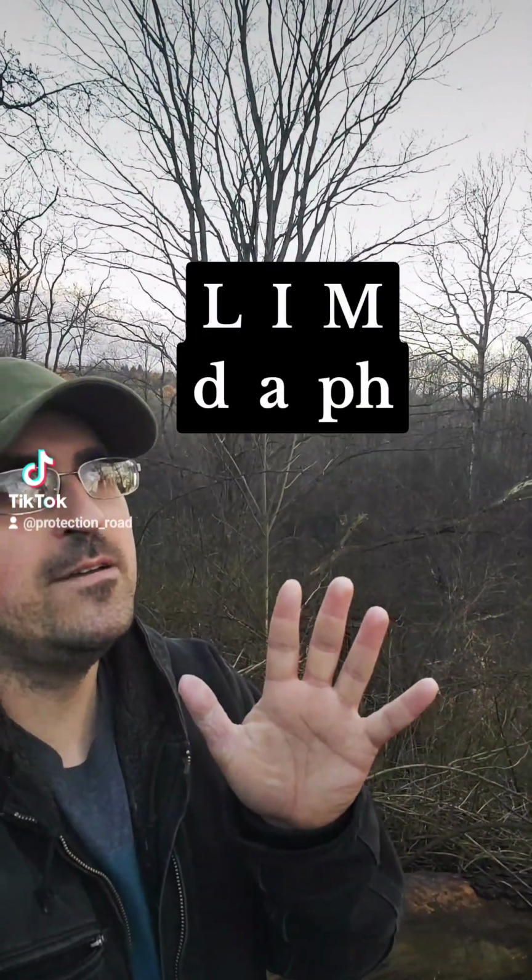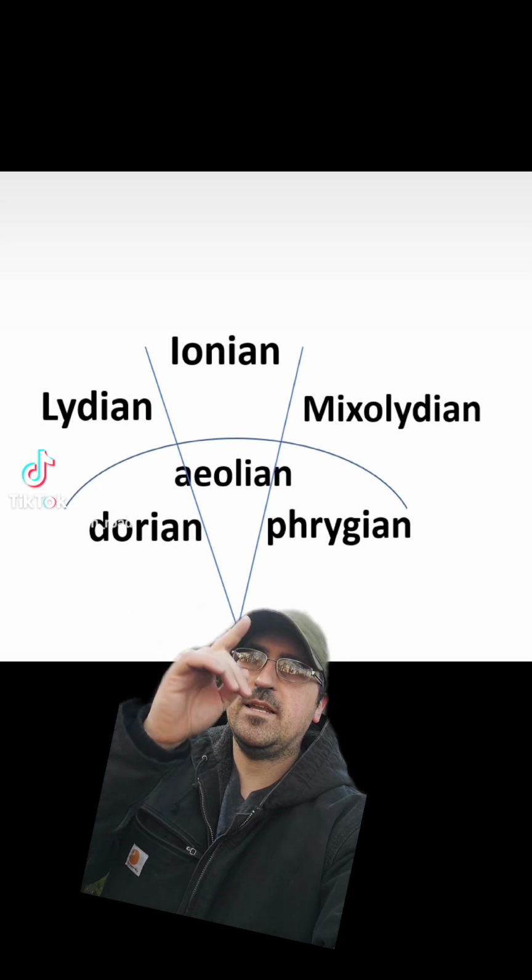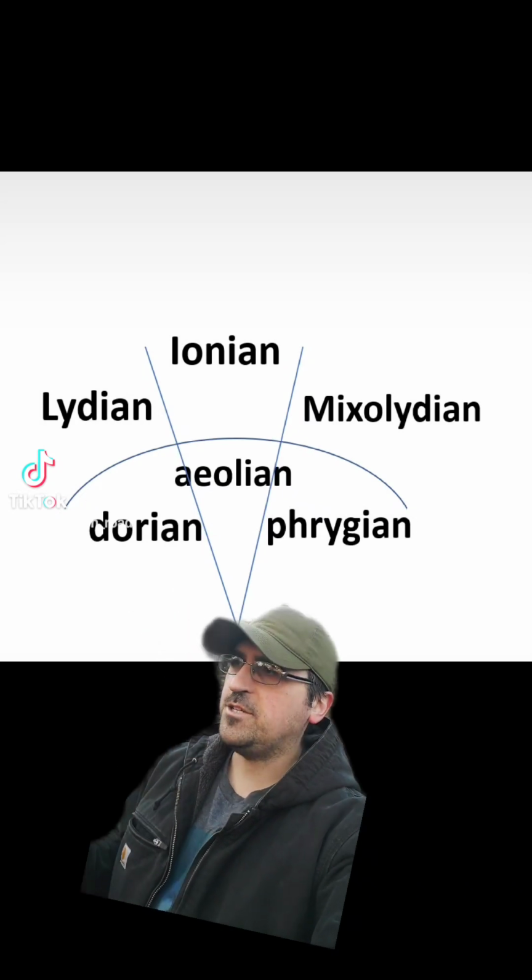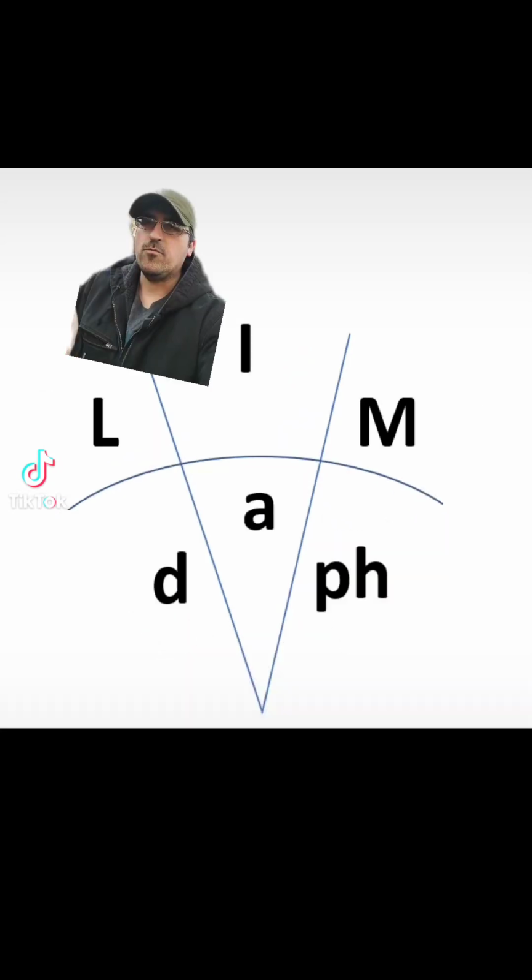Outstanding. Okay, so to apply my system, you need to remember this acronym, LIMdaph. The acronym stands for Lydian, Ionian, Mixolydian, Dorian, Aeolian, and Phrygian. You know them, you love them. Remember it in this double arc type of shape, because this shape is relevant later on.